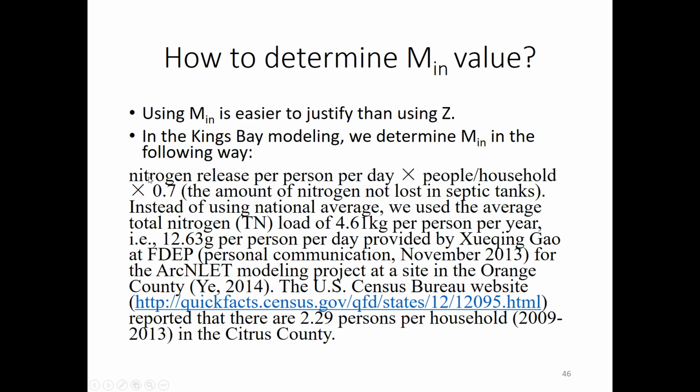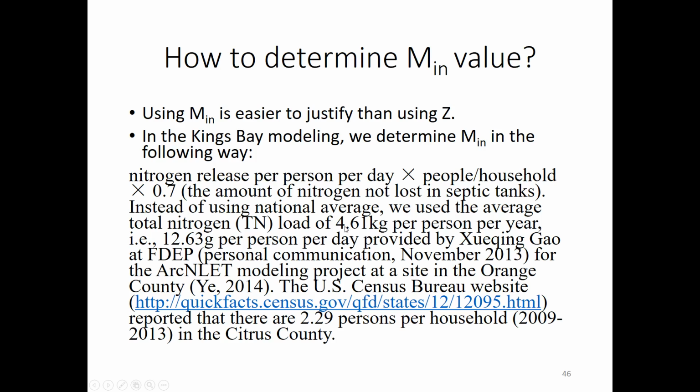So we gave an example before. Here we want to mention it again. So this is how we estimate mean. We have the nitrogen release per person per day, and multiply by the number of people per household, and then multiply by 0.7. That's the amount of nitrogen not lost in the septic tank, right? So you got those data.